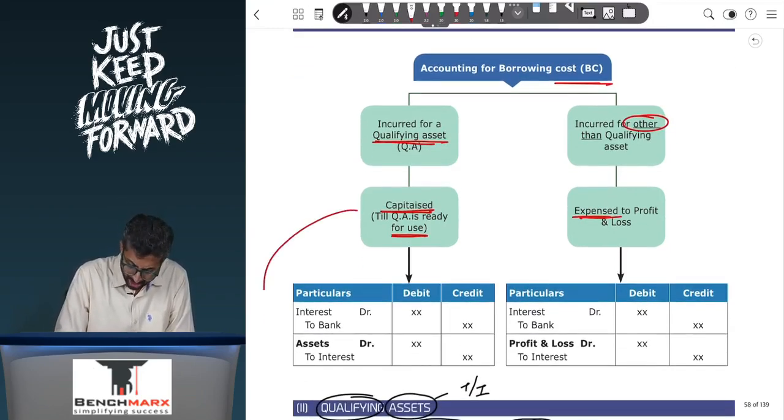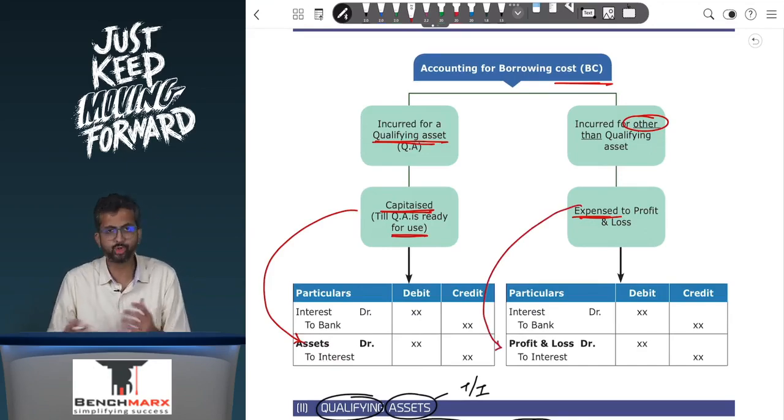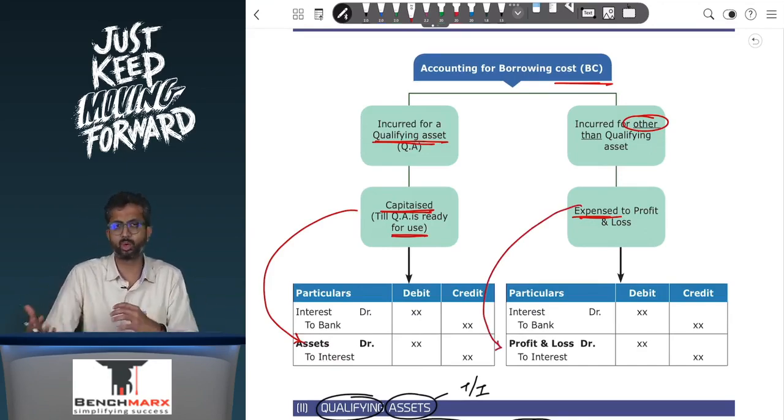What does it mean? Well, capitalize means interest account debit to bank and then asset account debit to interest. I will capitalize it and take it to the P&L would mean expense it. So P&L account debit to interest.